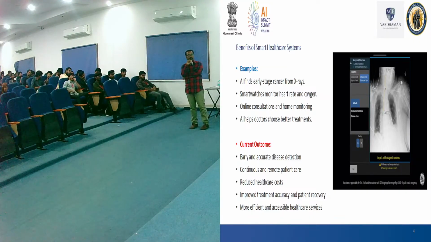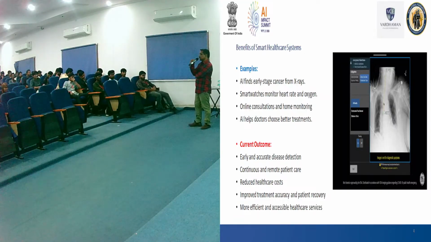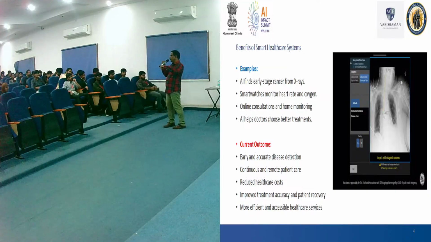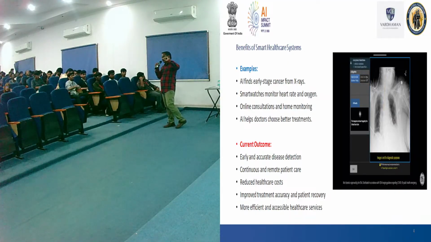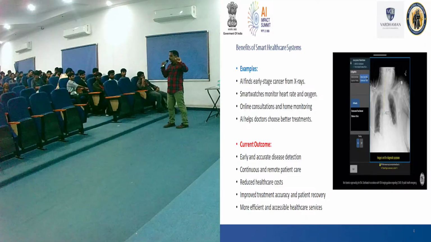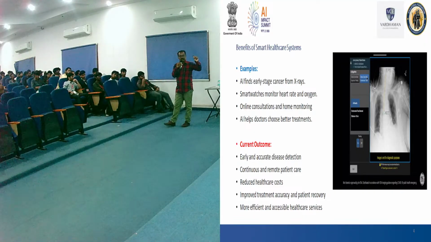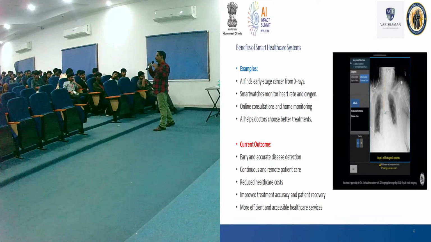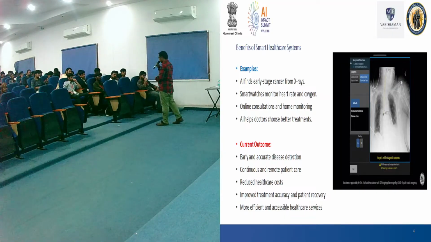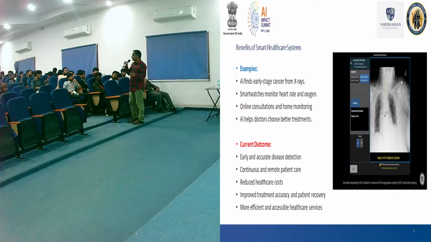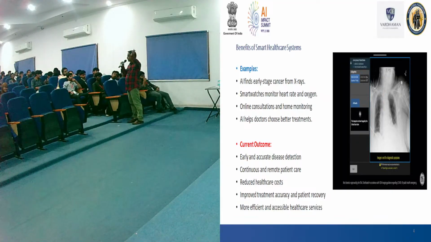Smartwatches monitor heart rate and oxygen. So you are building your smartwatch, right? You're going to monitor your oxygen level. Online consultations and home online, so we can do online consultations. They help doctors choose better treatments. They can give better treatments. For example, I'm going to connect my own device to some home system, and then home and some hospitals.